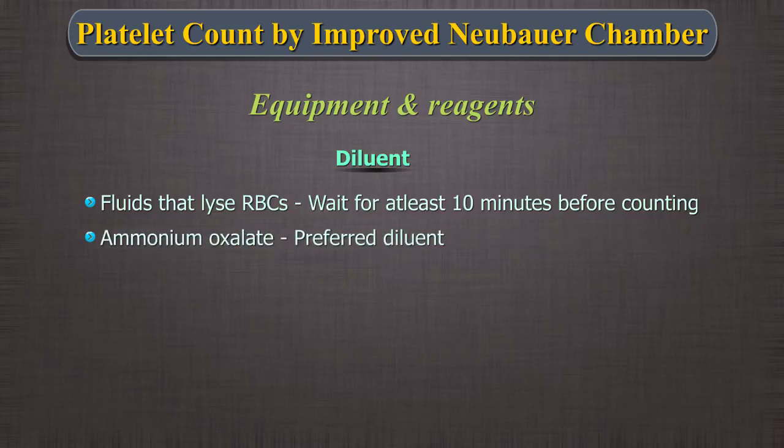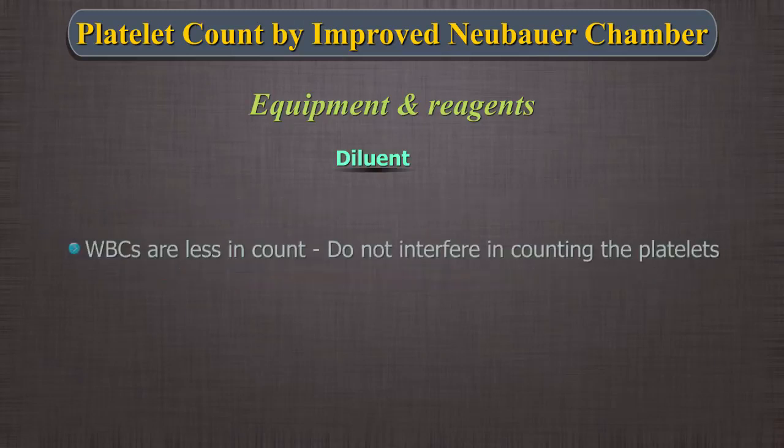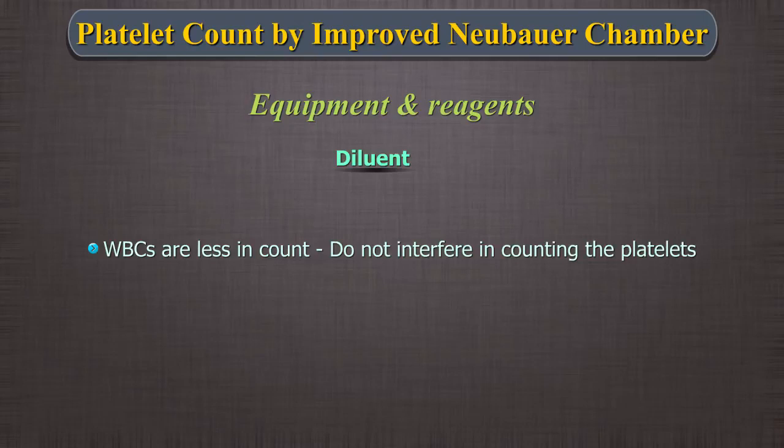Most standard textbooks recommend ammonium oxalate as the preferred diluent as it lyses RBCs. However, the easily available commercial preparations in India are isotonic. Therefore, it is important to understand the counting processes in both. WBCs are less in count, so they do not interfere in counting the platelets.